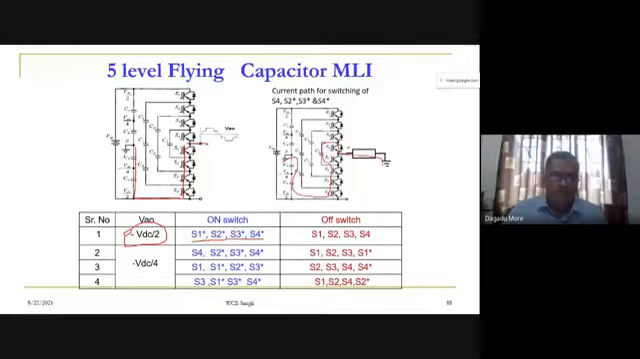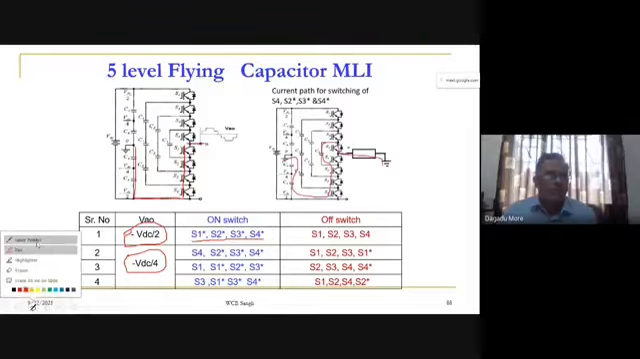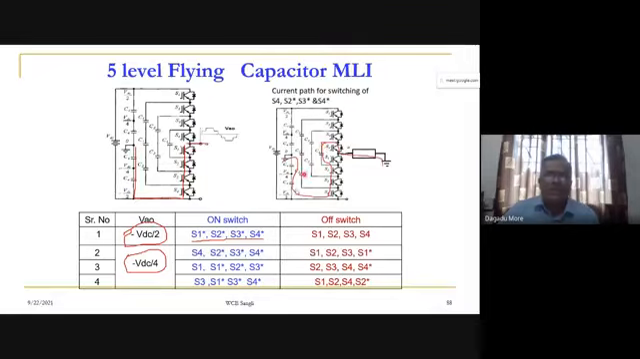Now let us go for the last switching state of this 5-level flying capacitor multi-level inverter, which is minus VDC by 4. Again for minus VDC by 4, three switching combinations are possible, and one of them we have shown here. Let us go for the first: S2, S3, S4, or S4, S2, S3. This will start from this, then S2, S3, or we can have S4, S3, S2, and then S4.